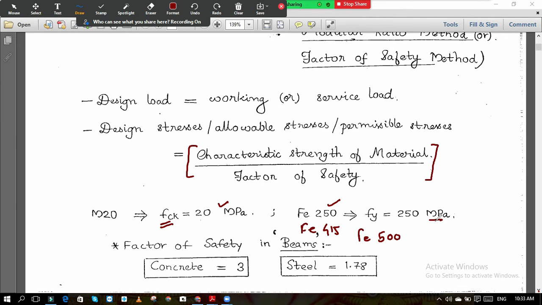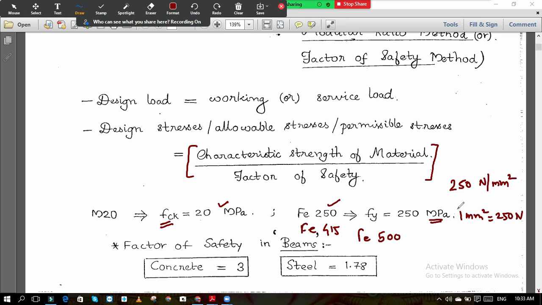So what is the meaning of this MPa? So 250 MPa means what? It is 250 Newton per mm square. So again, what is the meaning of 250 Newton per mm square? It says that for 1 mm square area, it can bear a load of 250 Newton. Okay, that is the meaning of this. So this is 250 Newton per mm square.